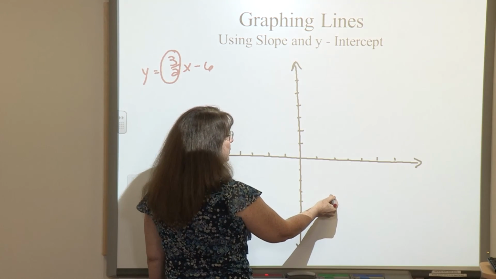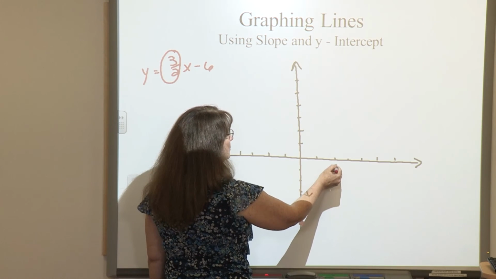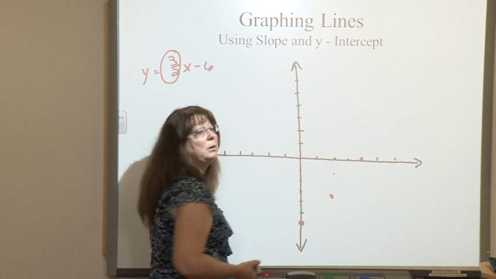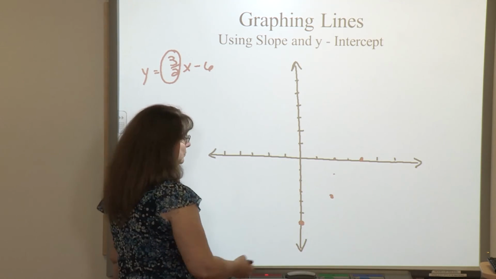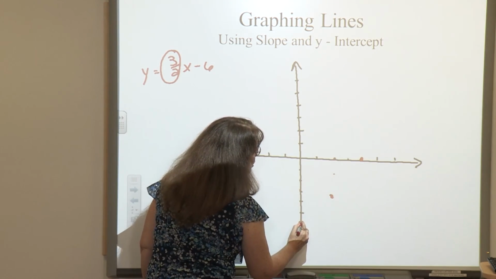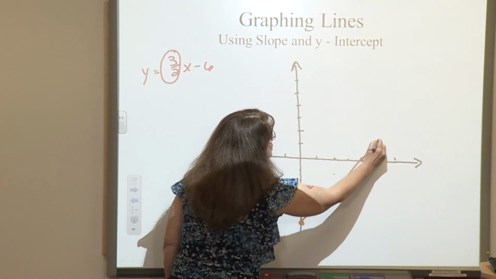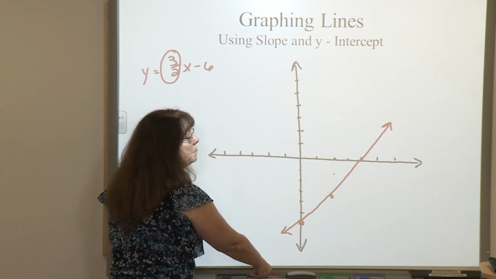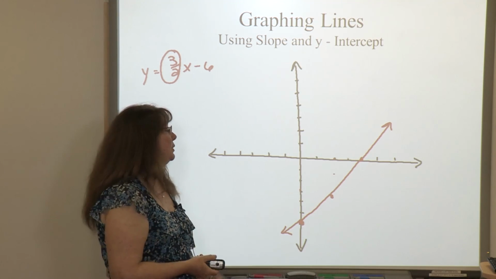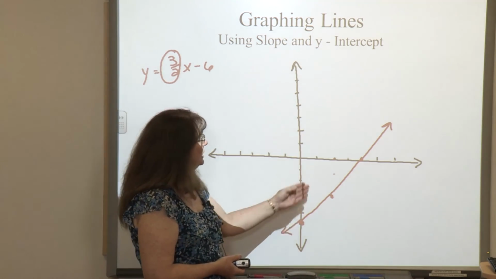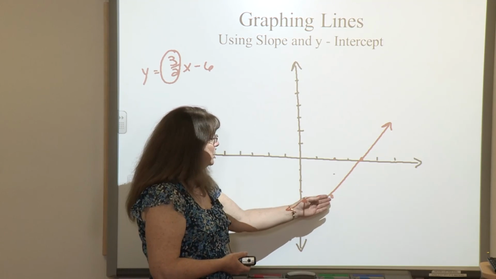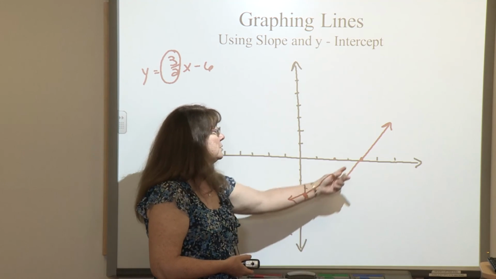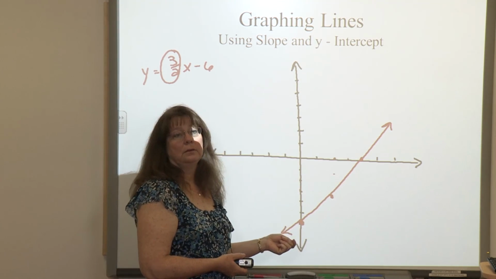I could go up 3 again, and then to the right 2. Each time, it's just giving me more points that are going to be on that line. You only need 2 to get your line. But I wanted to go ahead and use it twice to show you what's happening. Notice when we did do it twice, here was our first point, here's our second point.